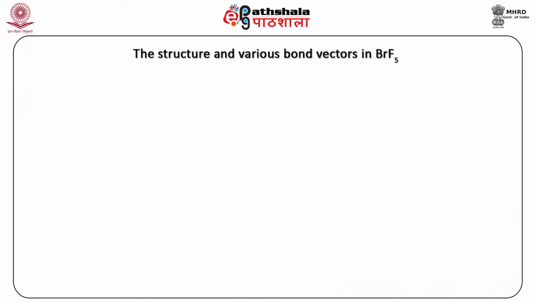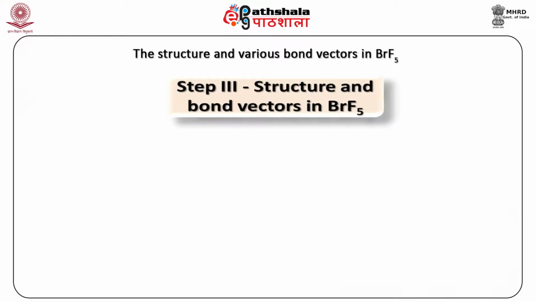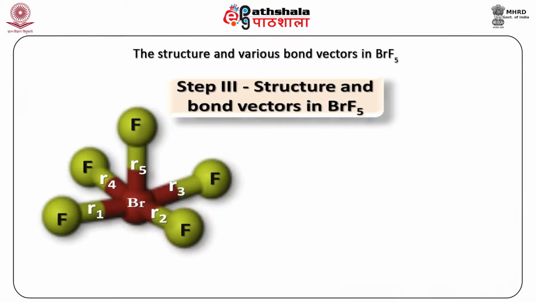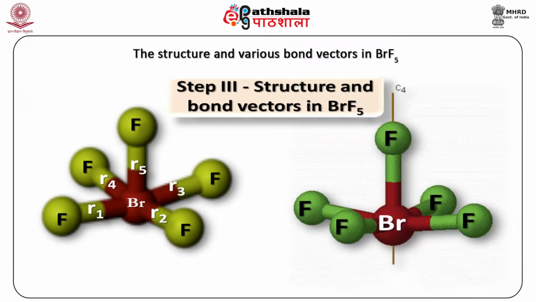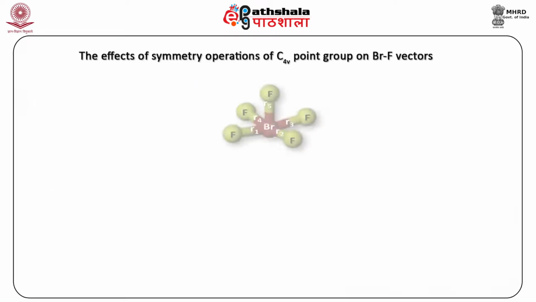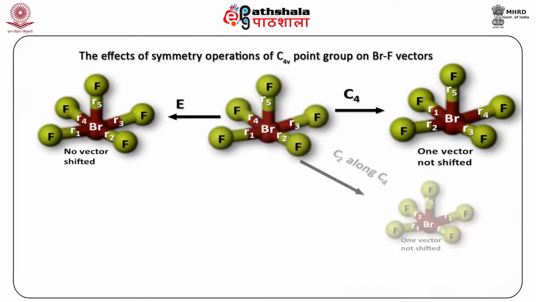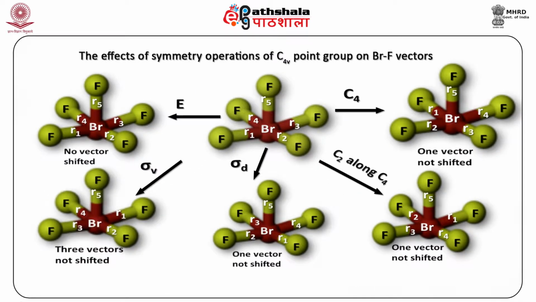Continuing with the steps, step 3 is the structure and various bond vectors in BrF5, which are as shown in the figure. The effects of symmetry operations of the C4v point group on the Br-F vectors R1, R2, R3, R4 and R5 are as shown in the figure.